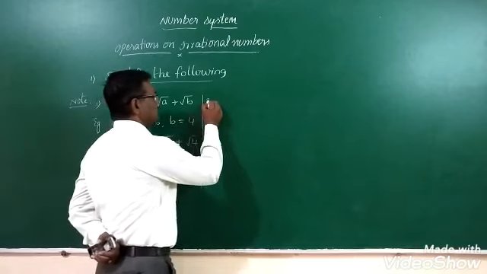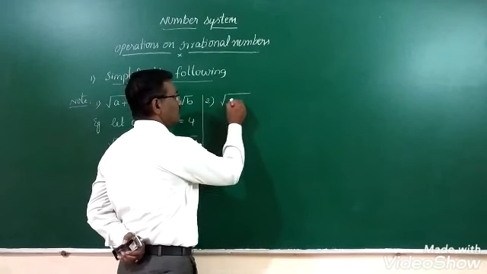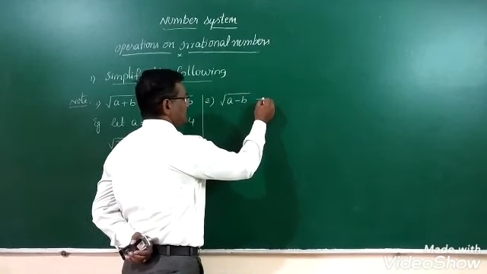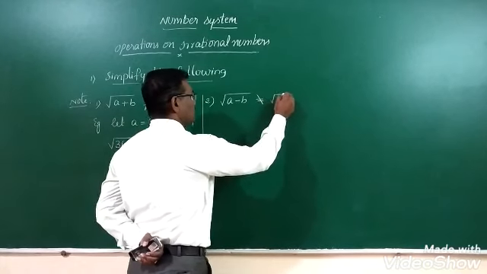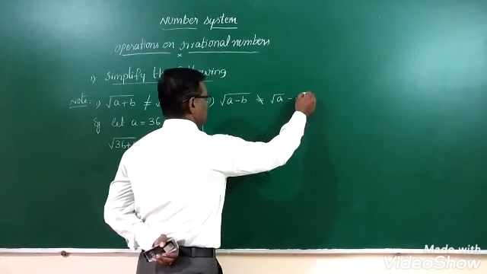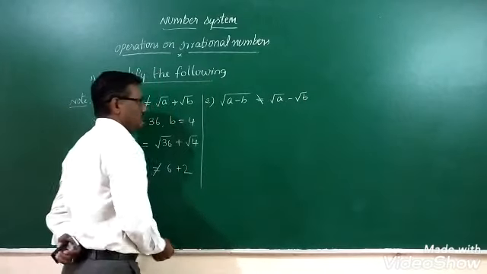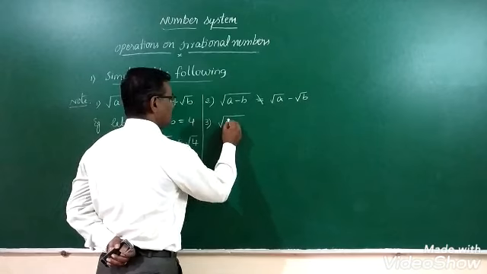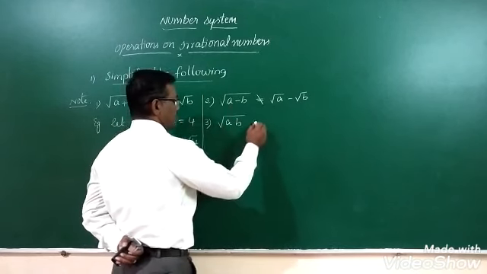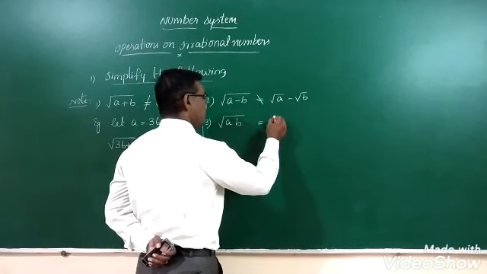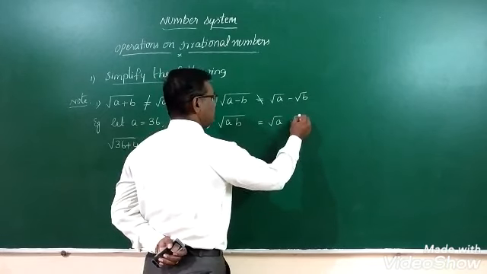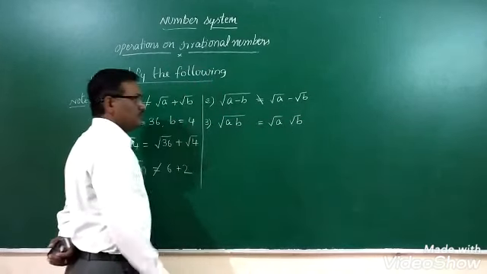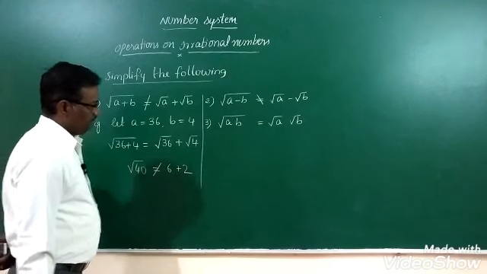Similarly, for the second one, root of a minus b is not equal to root a minus root b. It is also not possible. Third one, root of a into b is equal to, we can split it, root a into root b.